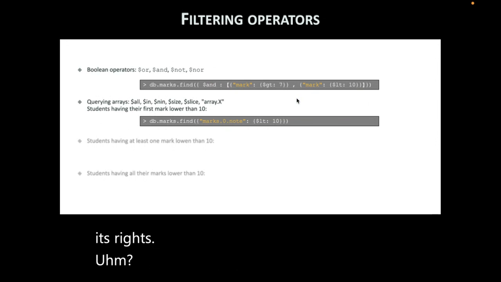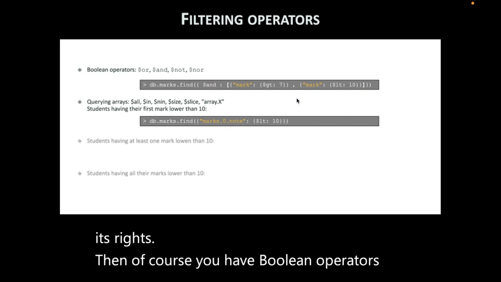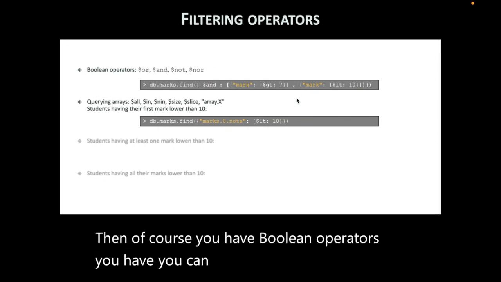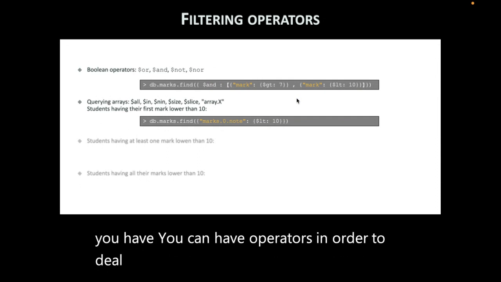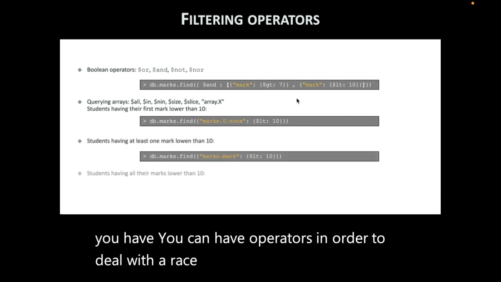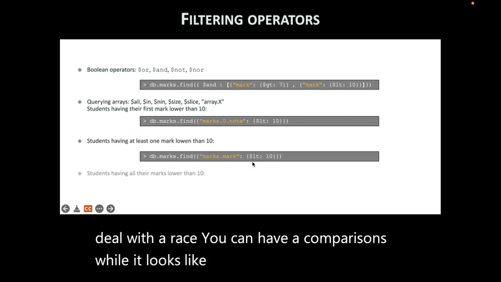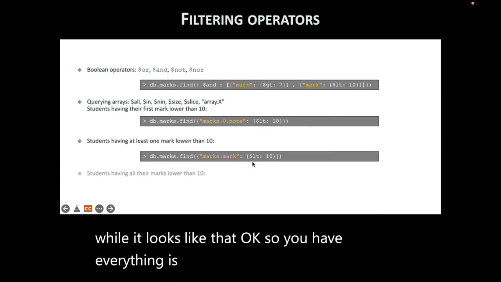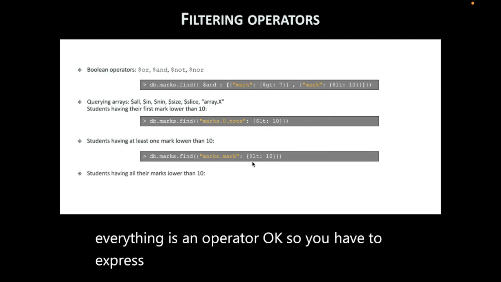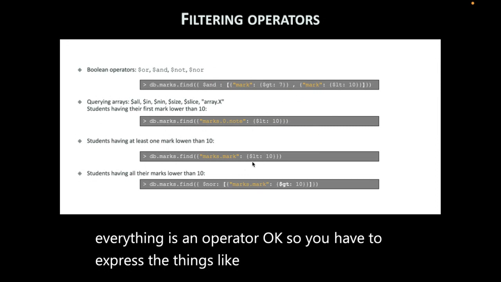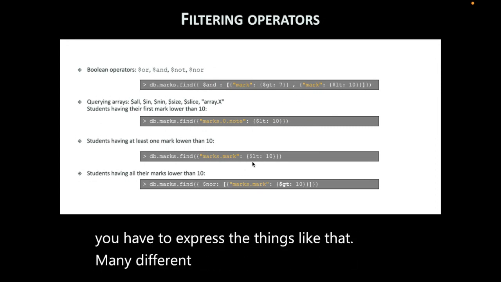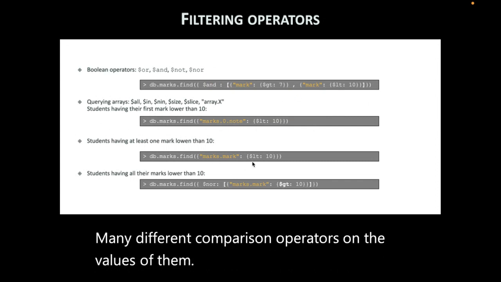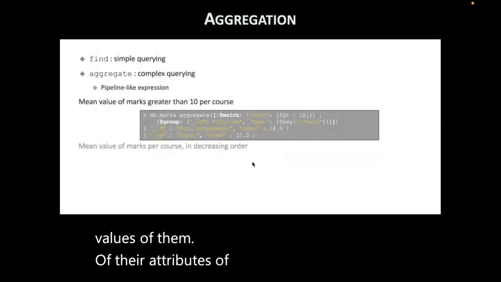And then, of course, you have Boolean operators. You can have operators in order to deal with arrays. You can have comparisons. Well, it looks like that. Okay, everything is an operator. So you have to express the things like that. And well, with many different comparison operators on the values of the attributes of the document.